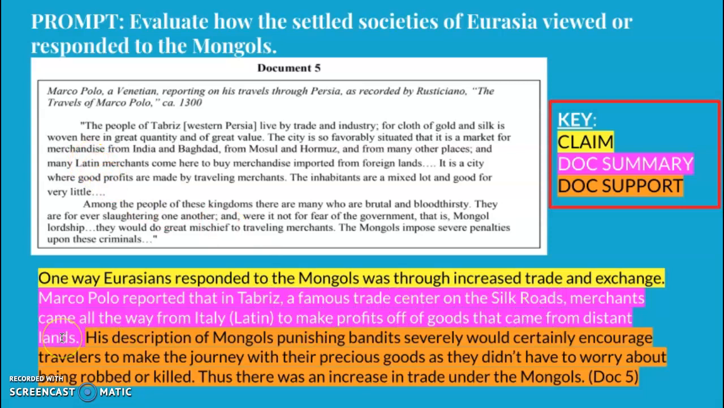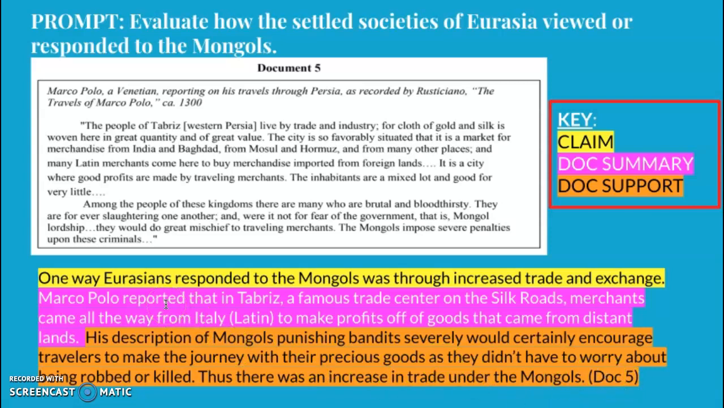the way from Italy, that's what they refer to here as Latin, to make profits off of goods that came from distant lands. Notice here that we did not summarize the entire document. We just quickly went to a part of it that will lead us to discussing our support. And our support says, his description of Mongols punishing bandits severely would certainly encourage travelers to make the journey with their precious goods, as they didn't have to worry about being robbed or killed. Thus, there was an increase in trade under the Mongols.